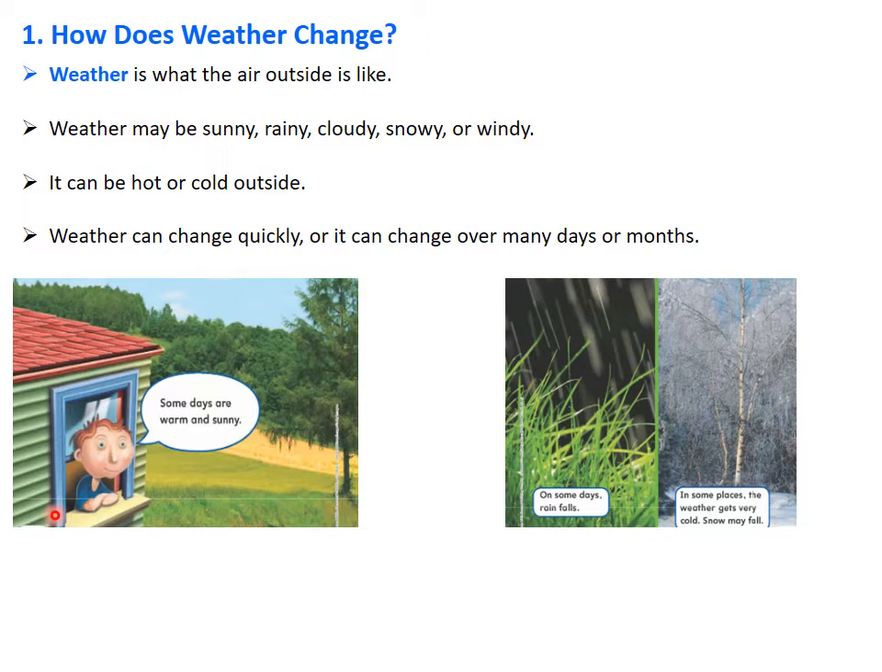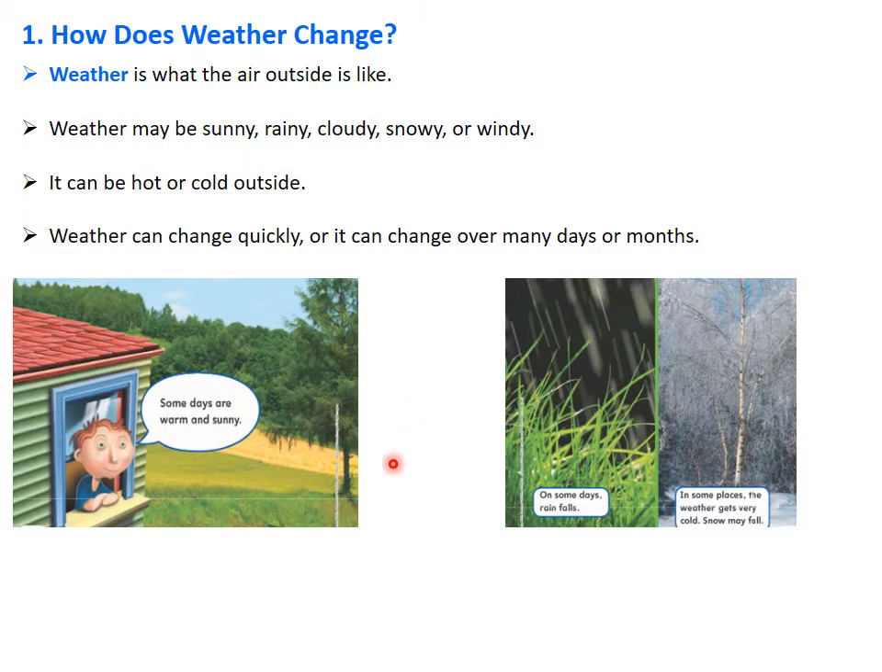By definition, weather is what the air outside is like. We have to know that weather may be sunny, rainy, cloudy, snowy, or windy, and weather can be hot or cold outside. So, sunny, rainy, cloudy, snowy, windy, hot, and cold are words that describe weather. We have to know also that weather can change quickly or it can change over many days or months.